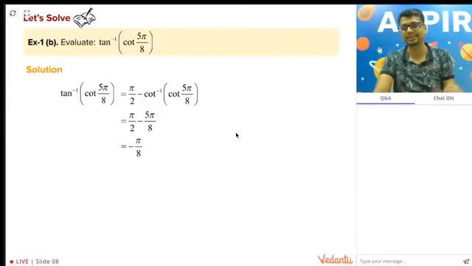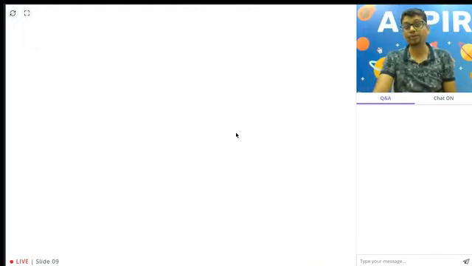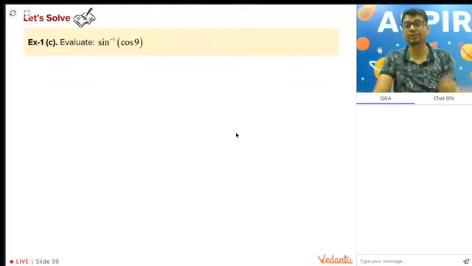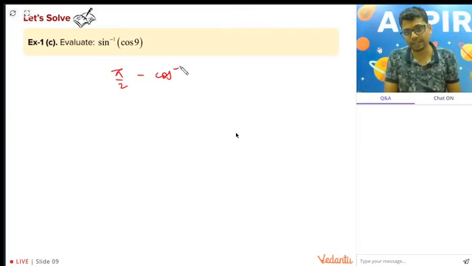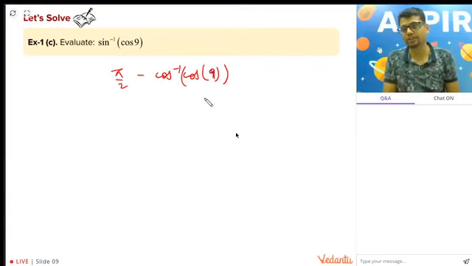All right. So cot inverse cot 5 pi by 8 is 5 pi by 8 only. All those things have been shared. Now here, I can write this as pi by 2 minus cos inverse cos 9. Now let me see how many of you get it right. You can write pi to be p, and that's fine. What about cos inverse cos 9?